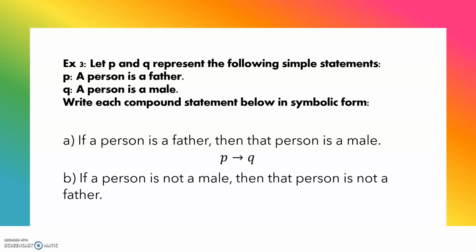Here's the second one. If a person is not a male, then that person is not a father. So not a male is the opposite of Q. So that would be not Q. And then that person is not a father would be the opposite of P. So that would be not P. So the if then is if not Q, then not P. So that would look like this with symbols. The negation of Q, the arrow, the negation of P.